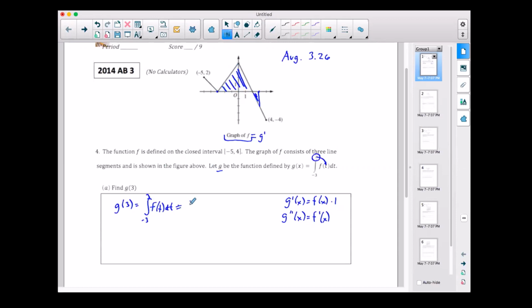And so the area of a triangle is 1/2 base times height. So we have 1/2. The base of this first triangle goes from -3 to 2. So that's going to be a base of 5. And then the height of this triangle is 1, 2, 3, 4. So it's going to be a height of 4.